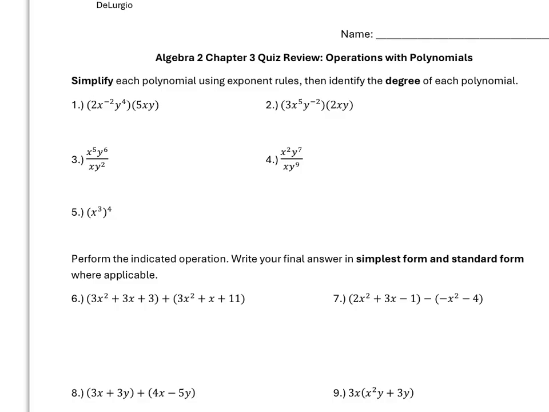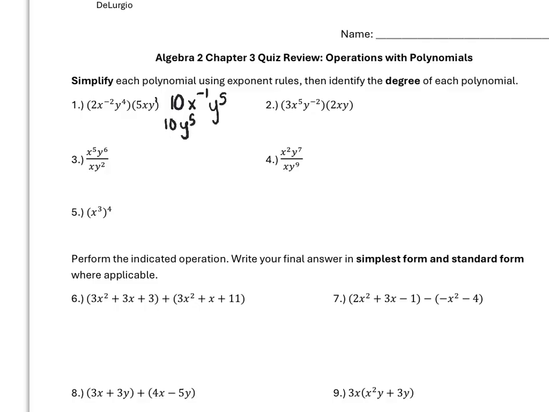So starting with number 3, oh, not 3, we should start with number 1. This is multiplication, so we are going to multiply the coefficients. 2 times 5 is 10. X to the negative second times x, add the exponents, which is x to the negative 1. Y to the fourth times y. Remember, there's an imaginary 1 here, so we add the exponents, y to the fifth. Fully simplified, this would be 10 y to the fifth.